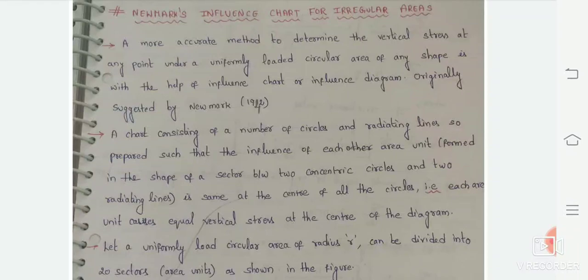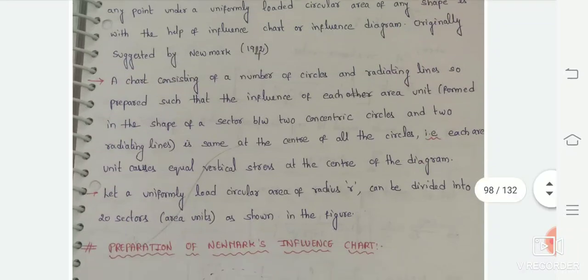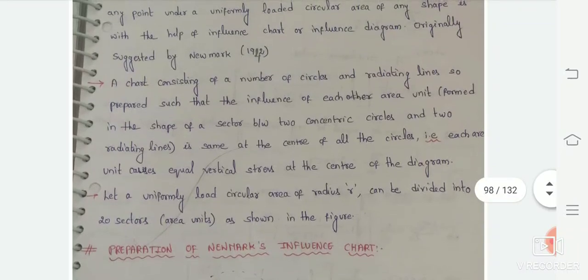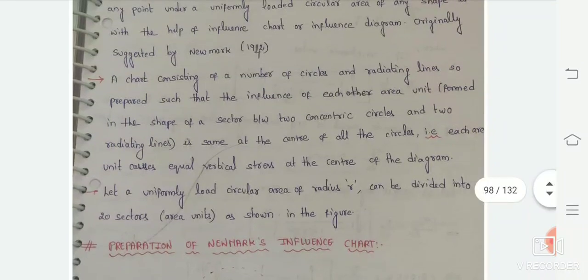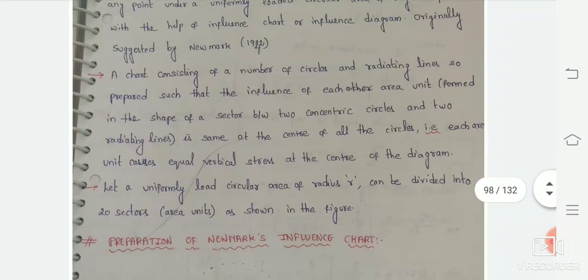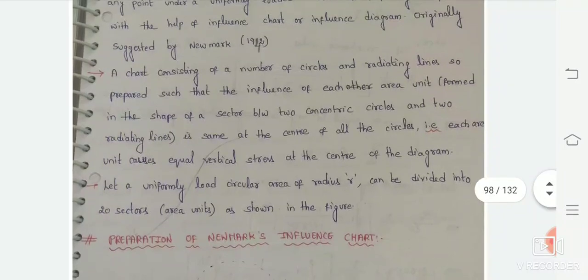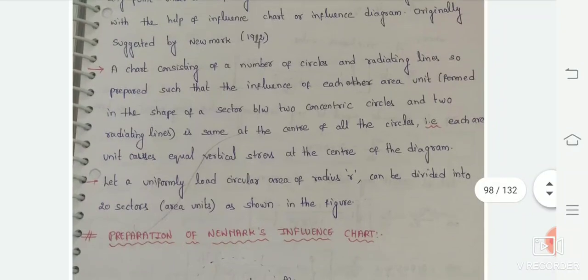As this is a chart, that means the number of circles and the radial lines are taken into consideration, so that the influence of any particular area shape, or any two concentric circles and two radial lines, is taken into consideration, and the center of all the circles is also taken. Each unit of this vertical stress at the center of the diagram, the uniformly loaded circular area radius, can also be divided into 20 sectors.